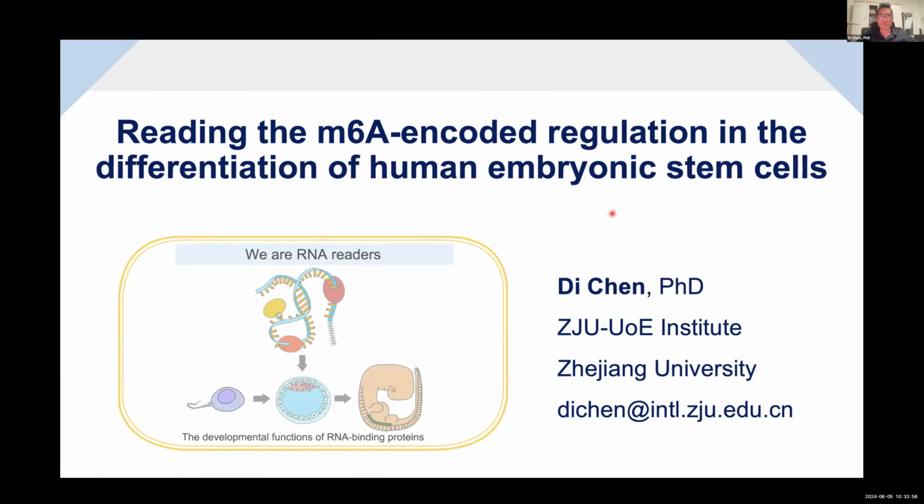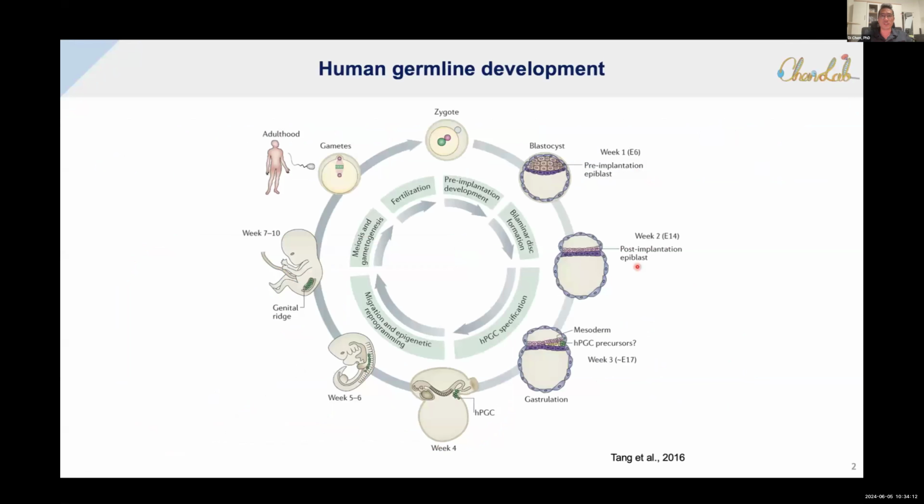So as Xin mentioned, I'm focusing on the post-transcriptional regulation of the differentiation of human embryonic stem cells. And today I will talk about our recent progress in M6A-encoded regulation in human germline development. Germ cells are the only cell type in our body that pass to our next generation. They're the carriers of genetic and epigenetic information. And in humans, they are specified as early as about 2 weeks during development.